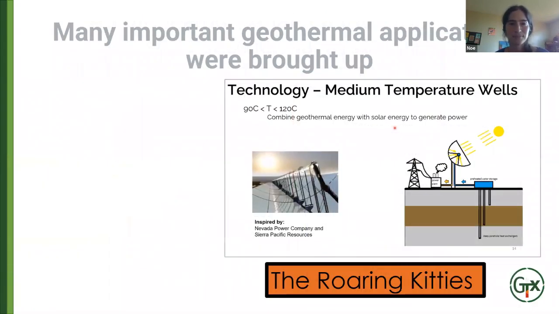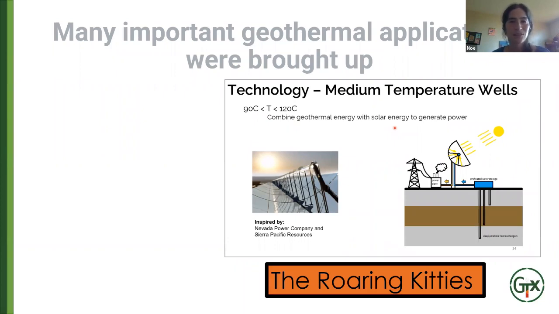Next slide. Also, a lot of people brought up really nice geothermal applications. For example, here, the Roaring Kitties had a really nice combination of solar and geothermal. The geothermal would do the job of preheating the water that would then be used in a concentrated solar power trough system to generate electricity in a solar thermal situation. So I thought that was a really nice idea.